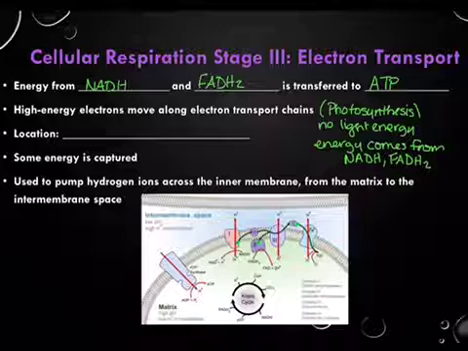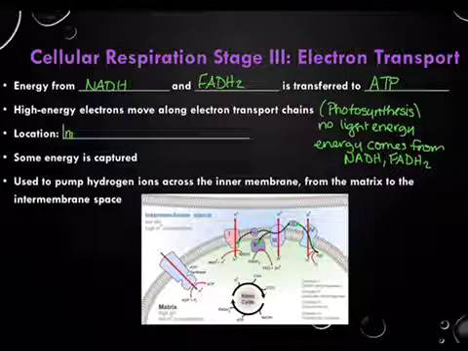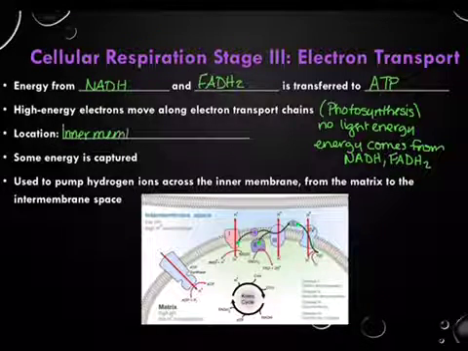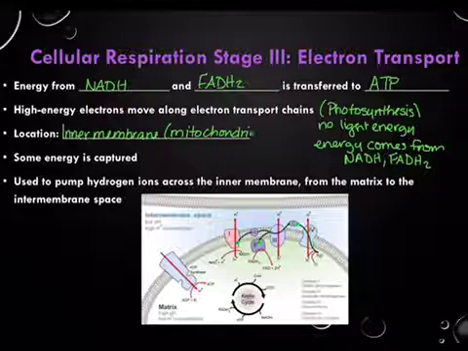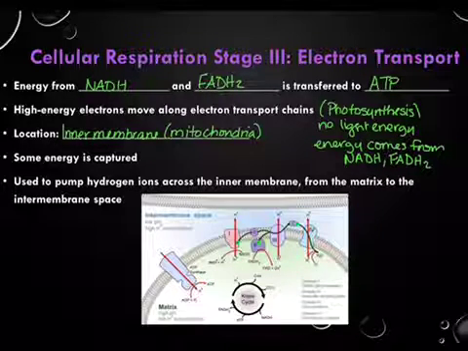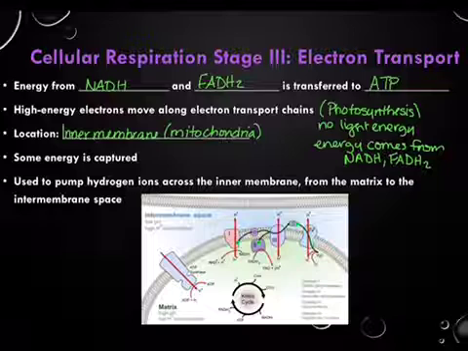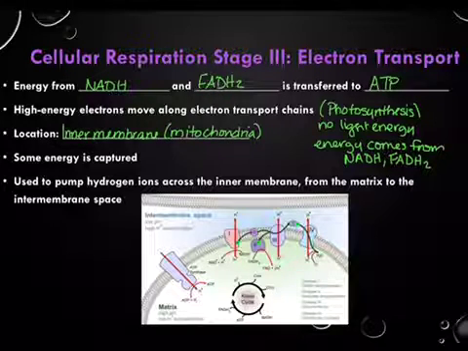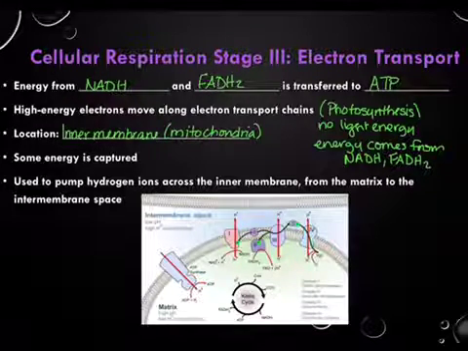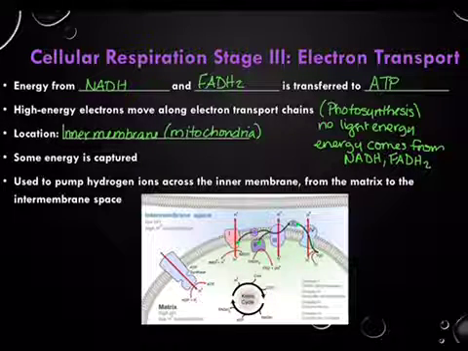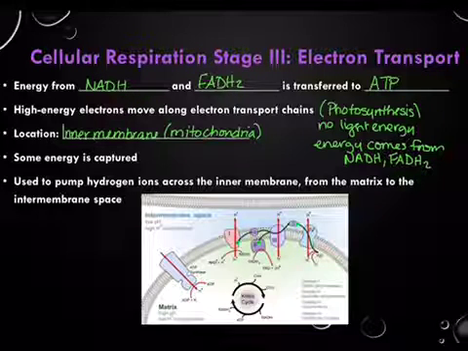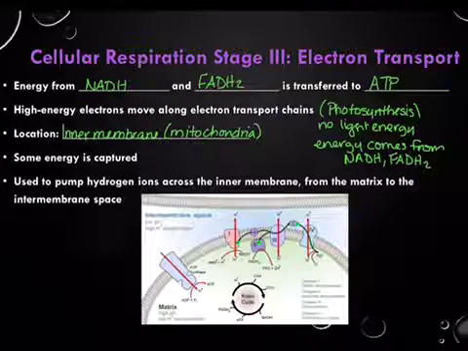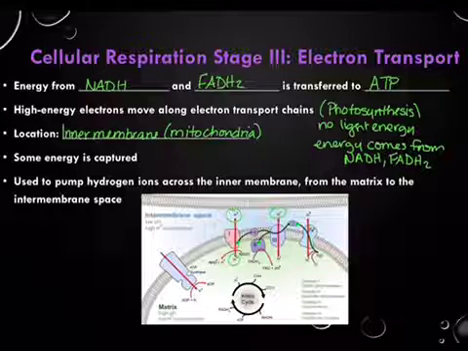So this happens in the inner membrane of the mitochondria. And some energy is captured then, and it's used to pump the hydrogen ions across the inner membrane from the matrix to the inner membrane space. So here is your electron transport. Remember, it just is pumping hydrogen ions across.